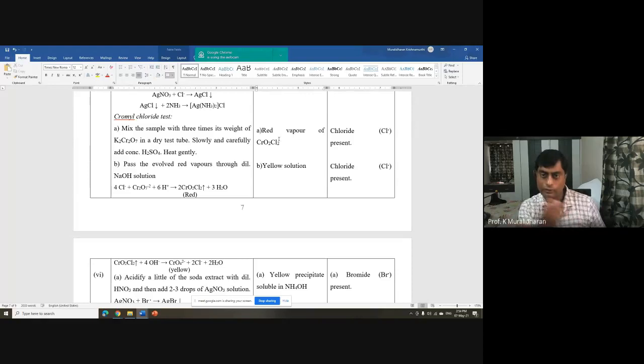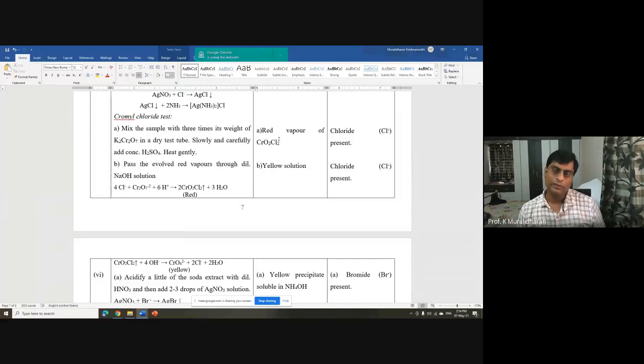Once it goes, take the test tube and hold it with your finger, of course with the filter paper, and just shake it like this. When you shake it, the vapor goes into the solution. That sodium hydroxide solution is supposed to be colorless. So once the vapor is going into the solution, you'll be seeing the formation of a yellow solution. That is the confirming chloride result.